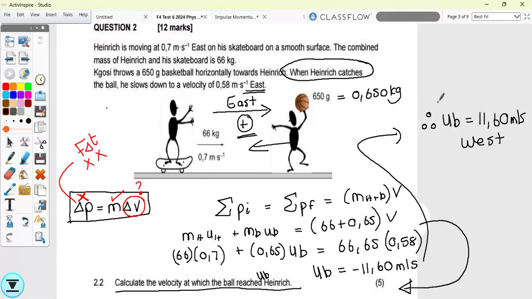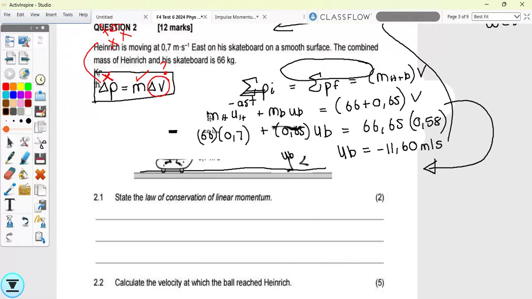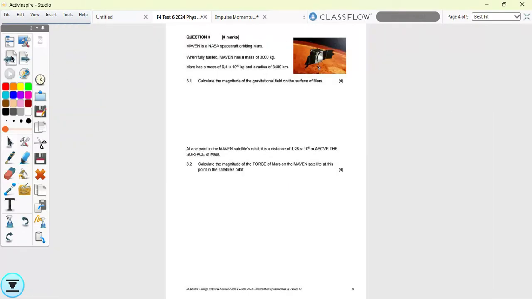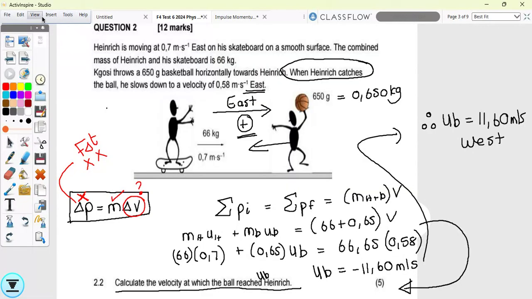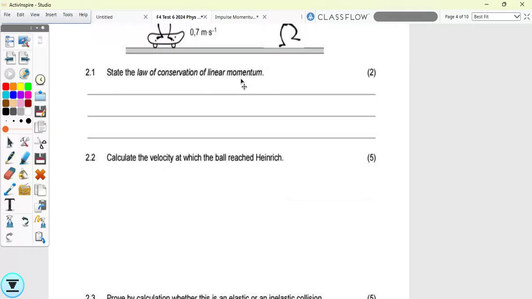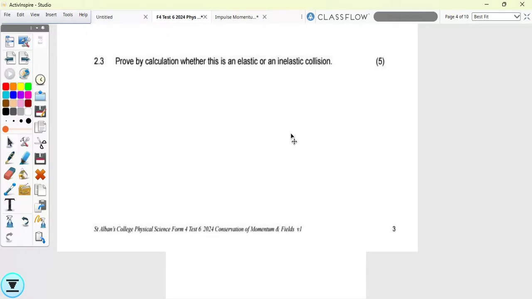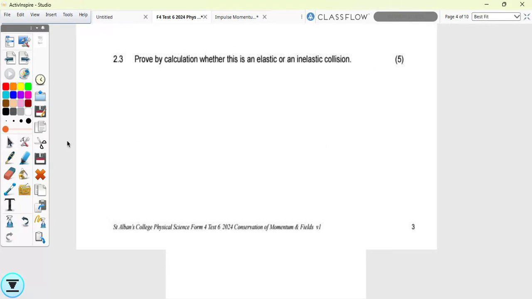You can see the calculation will always help us with our direction. Then let me just see what they ask. Yeah, normally they say prove by calculation whether this is an elastic or inelastic collision. So tell me what to do.